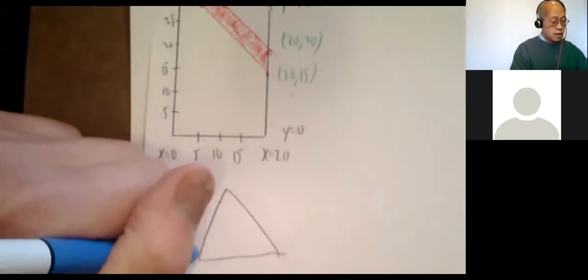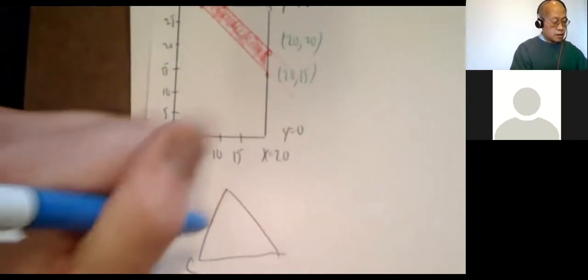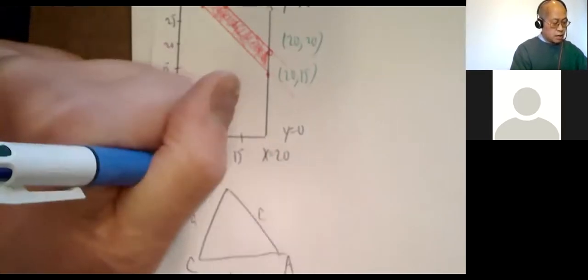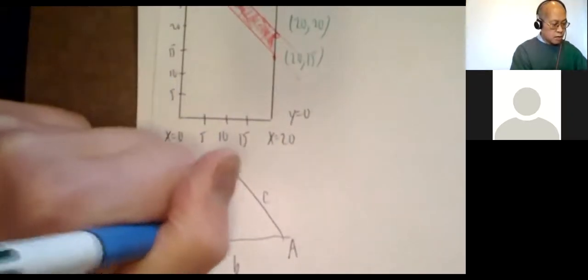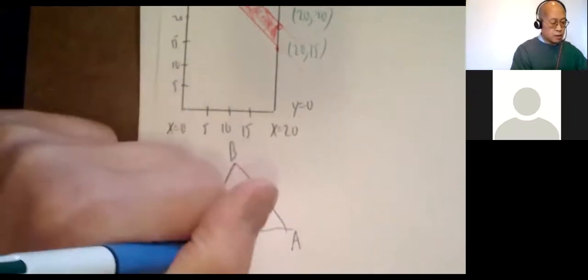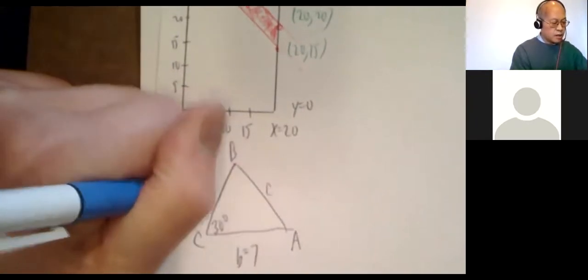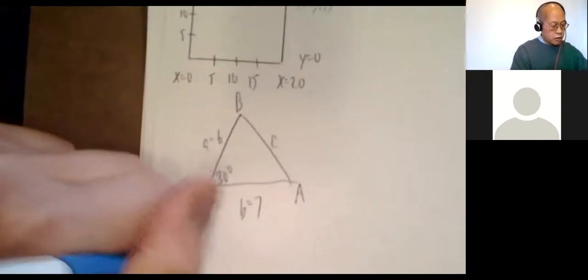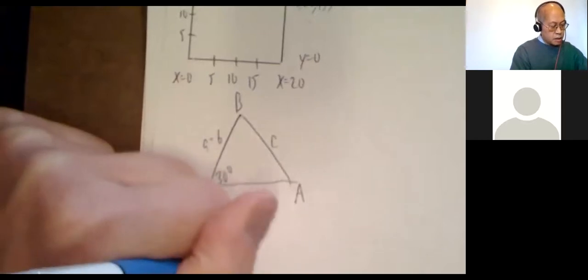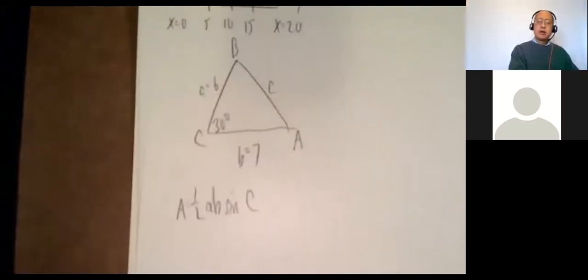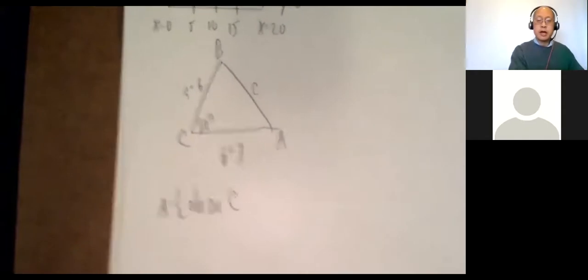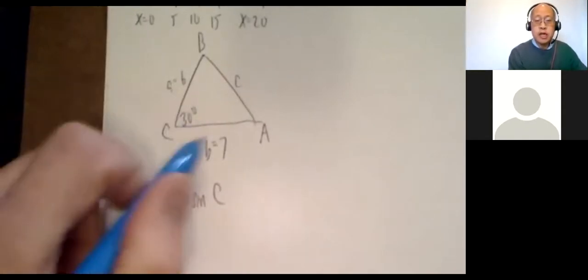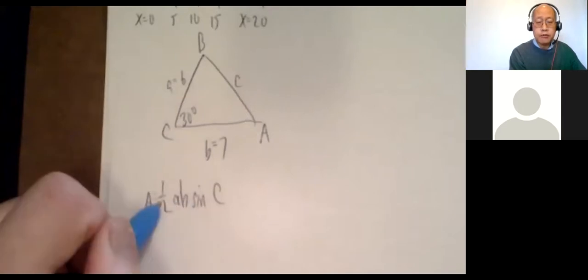Call this C, and these A and B. Let's say this angle is 30 degrees, and I'm just making up numbers. This side is 7, and this is 6. Okay, so we have a formula. Area is 1/2 ab sine of C. If you didn't put it on your cheat sheet, you can put it on your cheat sheet now. If you have two sides and an included angle, this is the formula for the area.